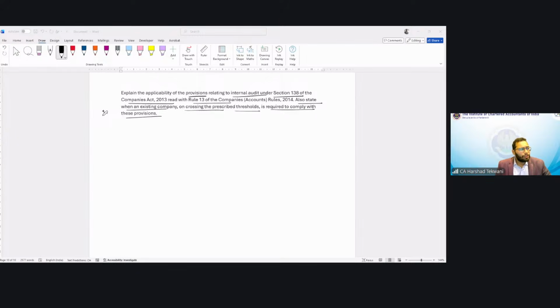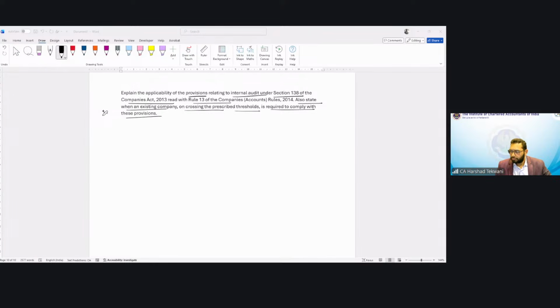Yes, sir. So first of all, the first category is listed company, it is applicable, sir. Okay. Second, unlisted public company, wherein there are four conditions. If any one of the conditions is satisfied, then the internal audit is mandatory in that case.